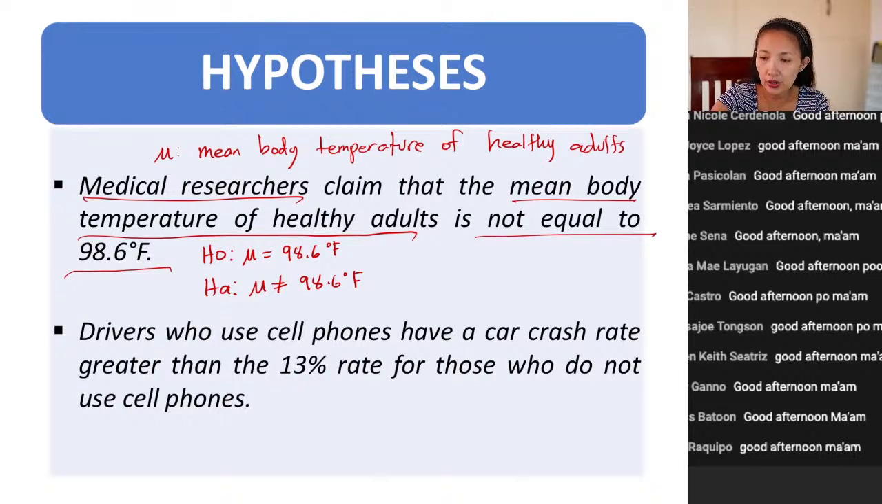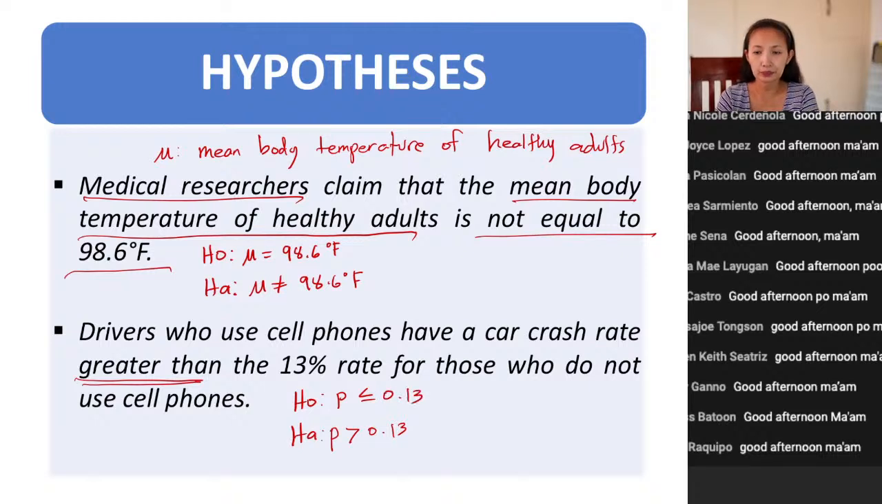Okay, so our HO and HA from here are, ayan, greater than, so may clue kayo, greater than, so P is greater than 0.13, and therefore its null hypothesis is P less than or equal to 0.13. Okay, so exact opposite. So this is how we state the null and alternative hypothesis.